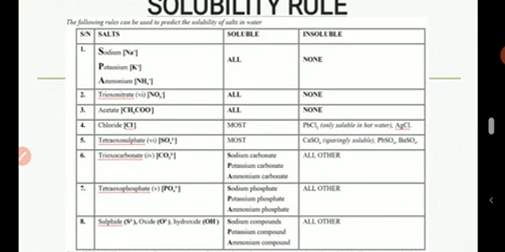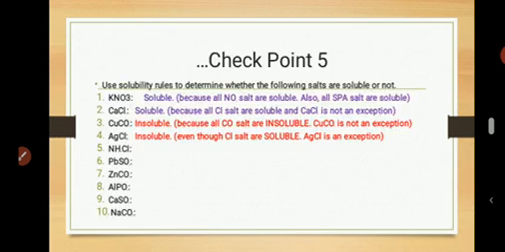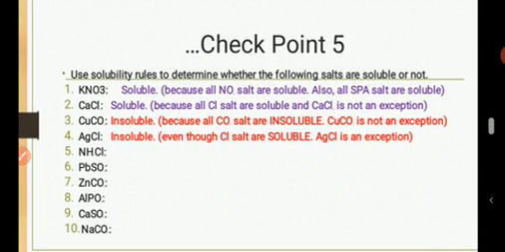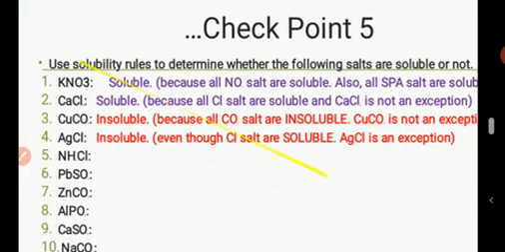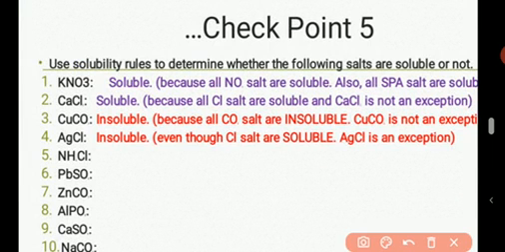So let's see some examples that will make our life okay. Let's see this checkpoint 5. Use the solubility rule to determine whether the following salts are soluble or not soluble. Now, see the first one there, KNO3. Will it be soluble or not? Of course, it will be soluble in two ways. It contains potassium. All spar salts are soluble, isn't it? Then apart from that, it also contains nitrate, NO3. Since all nitrate salts are soluble, it will also be soluble.